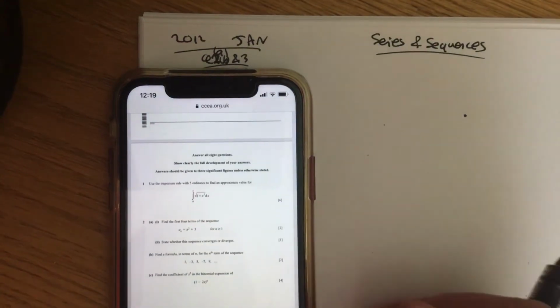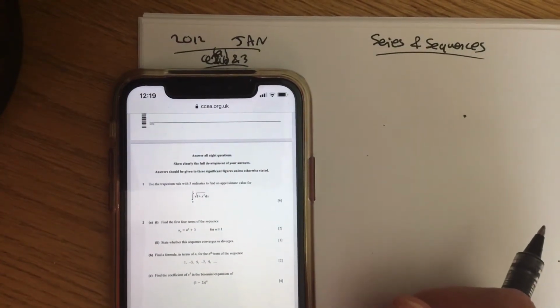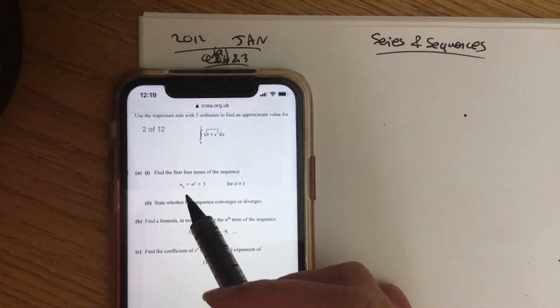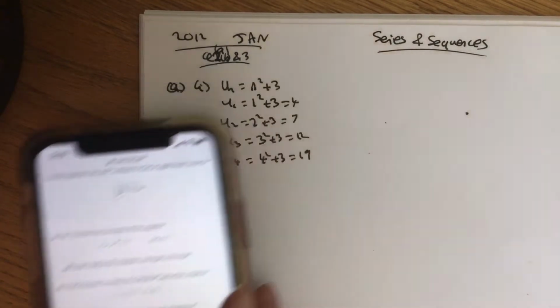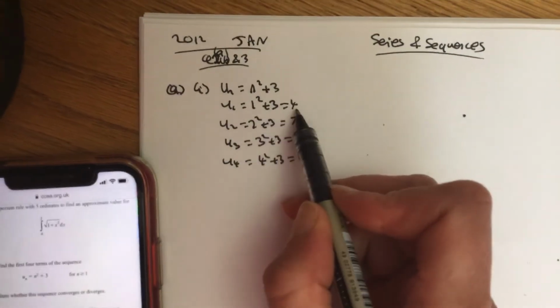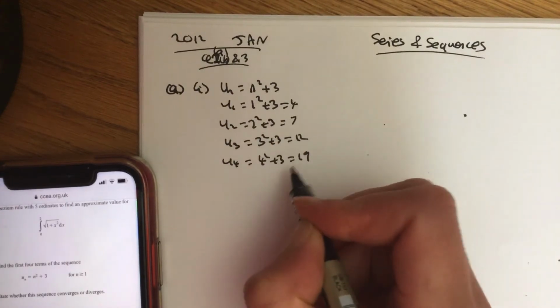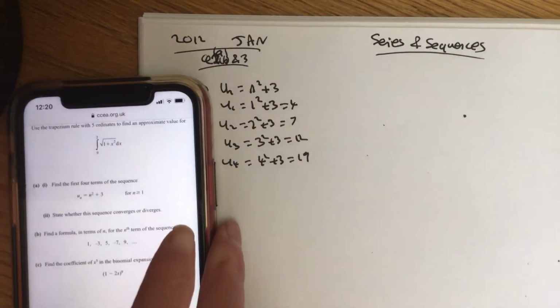Okay, next one we're going to look at is 2012, January, and it's question 2 and 3. Question 2a. Find the first four terms of the sequence n squared plus 3. So that's pretty straightforward. 1 squared plus 3 is 4, 2 squared plus 3 is 7, 3 squared plus 3 is 12, 4 squared plus 3 is 19.